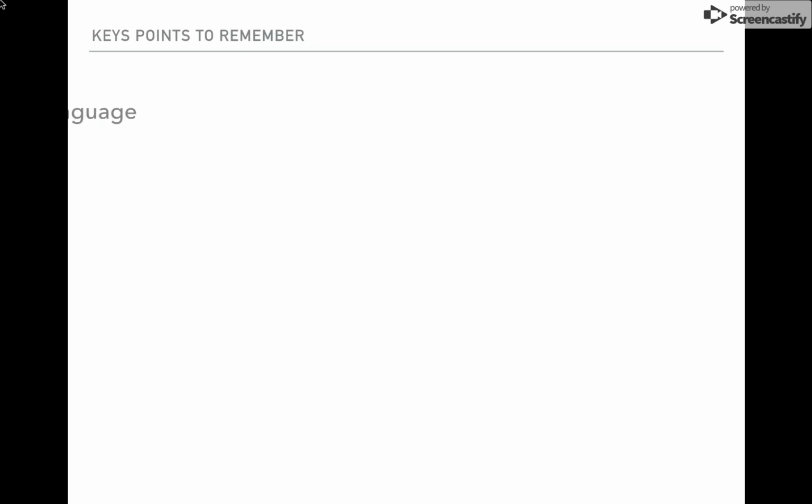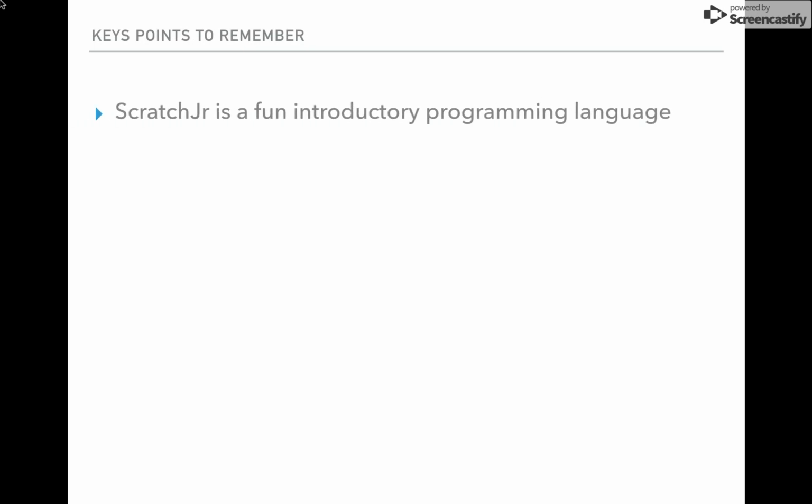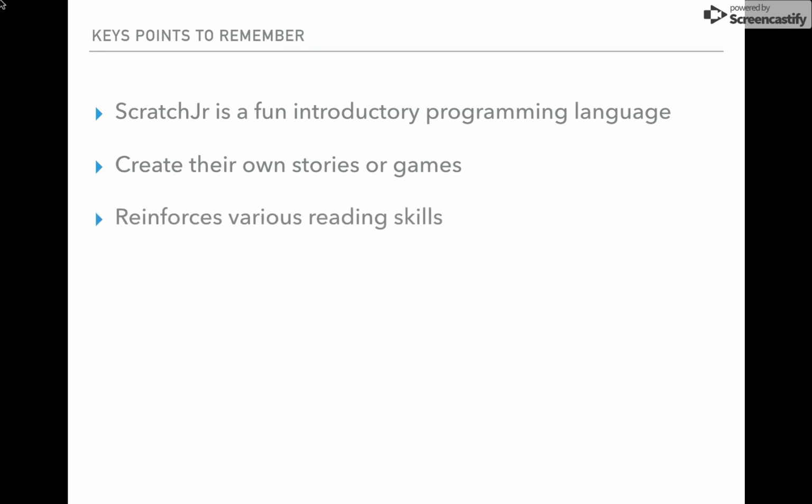Key points to remember. Scratch Junior is a fun introductory programming language. It helps students create their own stories or games. It reinforces various reading skills such as story plot, main idea, characters, or setting. Students are able to work on their own, sharing their wonderful stories with their fellow peers.